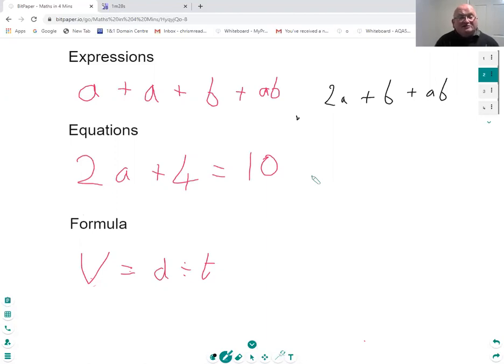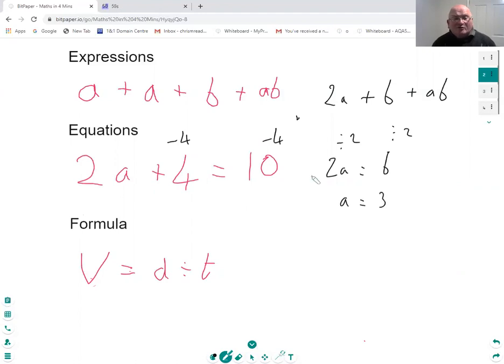Remember, solving the equation is just like a balancing act. So whatever we do to one side, we've got to do to the other side. So to solve it, we want to get all the A's on one side, all the things that aren't A on the other. Take 4 from both sides, you get 2A equals 6. And then you can divide both sides by 2. My 6's look a bit like B sometimes, which is always awkward when you're doing algebra. And then you end up with A equals 3.